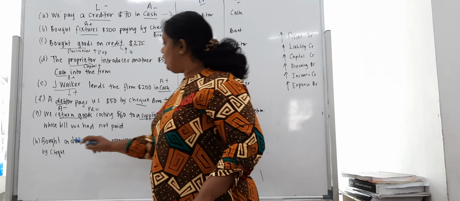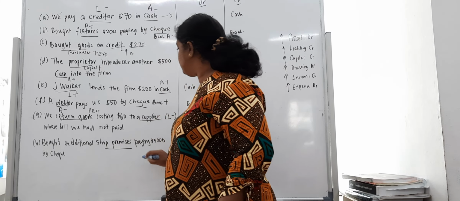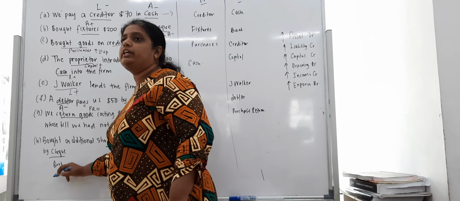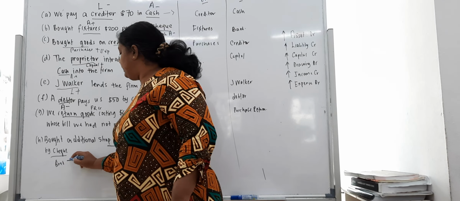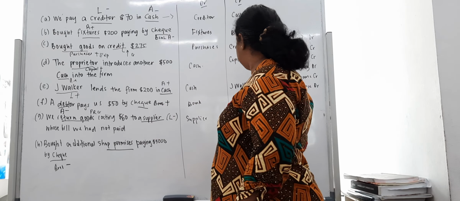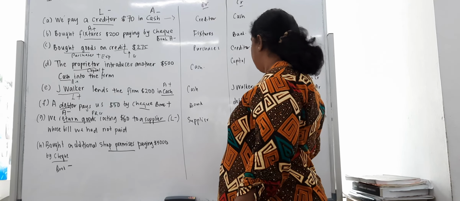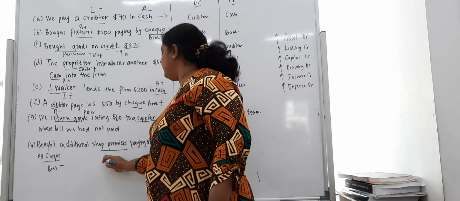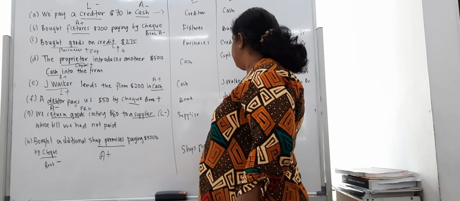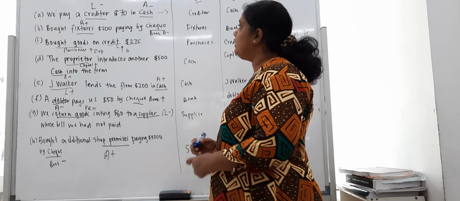Now last one. Bought additional shop premises by cheque. So this is your bank. Bank increasing or decreasing? Bank decreasing. Decreasing is debit or credit? Credit. Because it's an asset, right? So bank, and then shop premises is an asset. Asset is increasing. Debit.